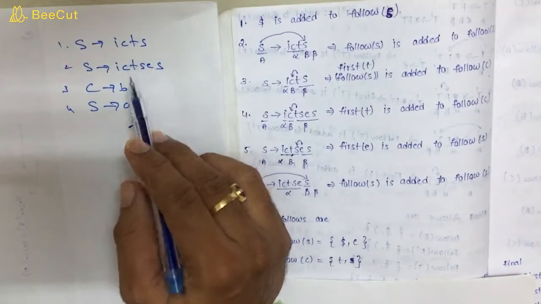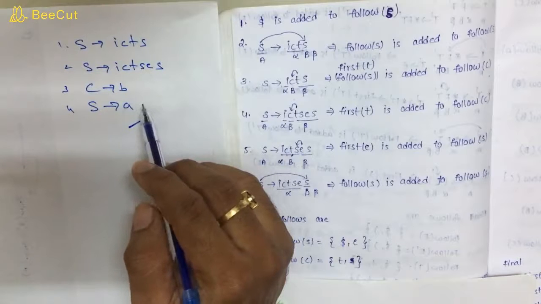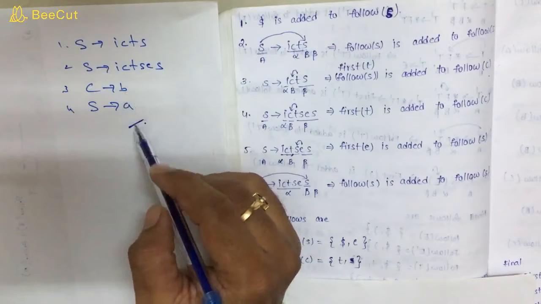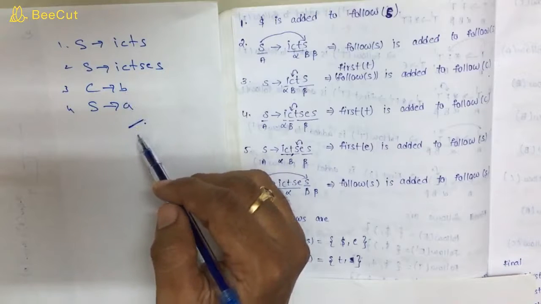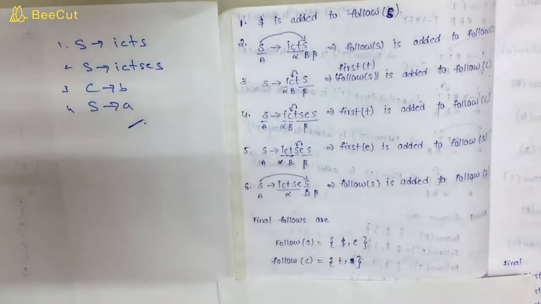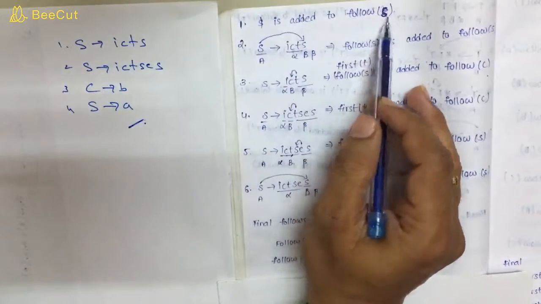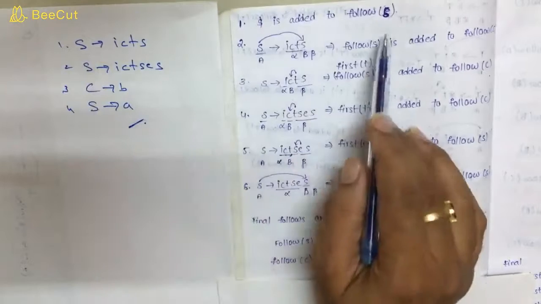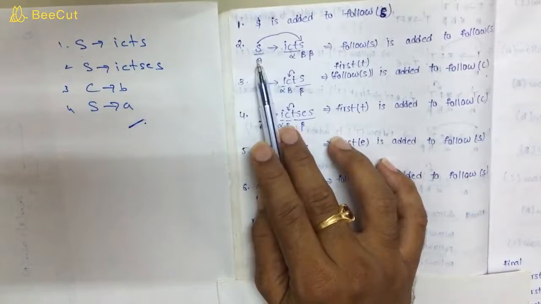First of all, we are going to be checking whether the grammar is free from left recursion and left factoring. By default the given grammar is free of left recursion and left factoring. Now we are going to be constructing the follow of the given grammar. As per the rules, the dollar is added to the follow of the start symbol. The start symbol is S, so the follow of S contains the dollar.